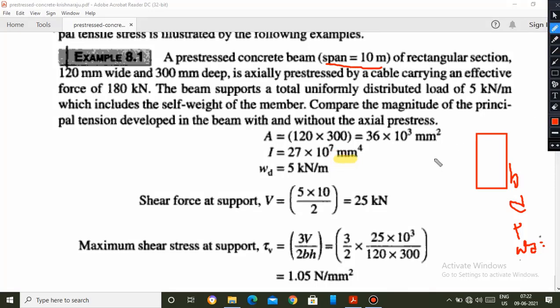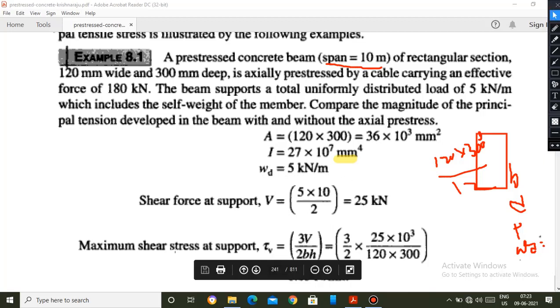The second moment of inertia is 120 into, with the depth of the beam as 300, BD cube divided by 12. If you substitute and calculate, you will get the moment of inertia value. Next, coming to the uniformly distributed load acting on this pre-stressed concrete member, WD equal to 5 kilonewton per meter.